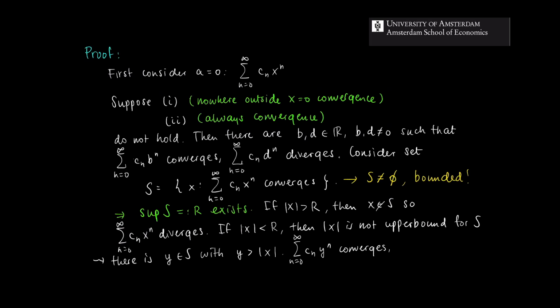Now again, we use this kind of domination. Once we have convergence for a y, then we also have convergence for all x's which are in absolute value less than y. So we also have convergence for x. So we have the two cases. If x in absolute value is larger than R, then we see divergence. And if x in absolute value is smaller than R, then we see convergence. Okay, this completes the case for a equals 0.